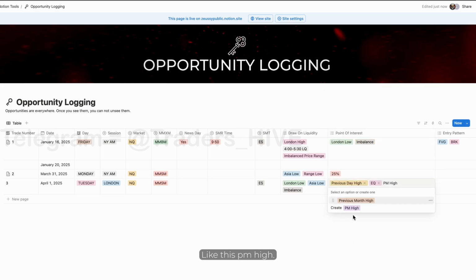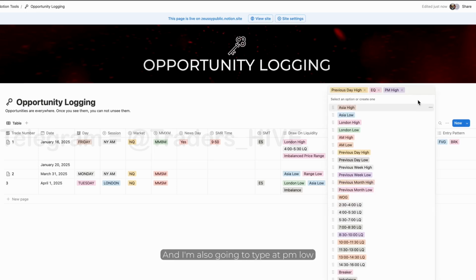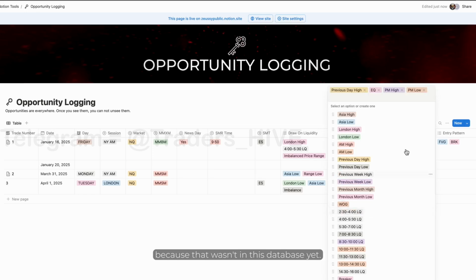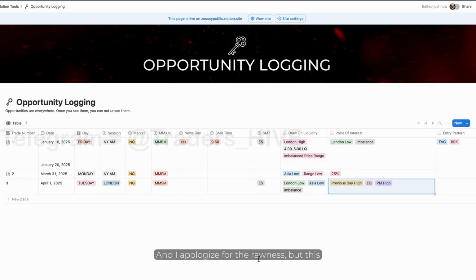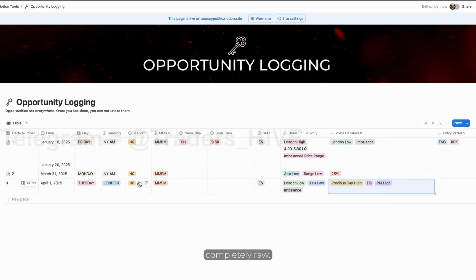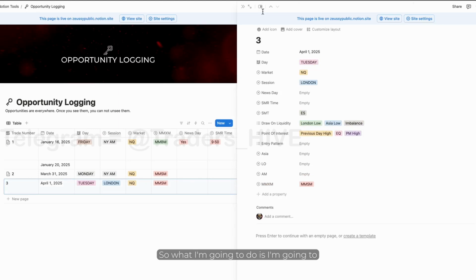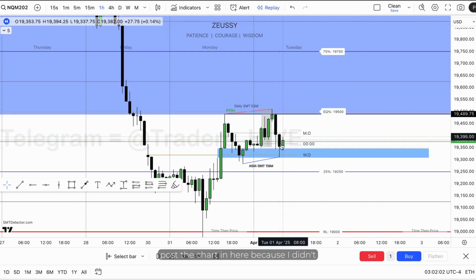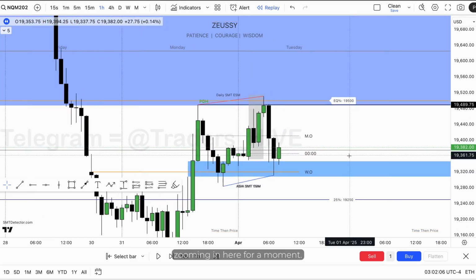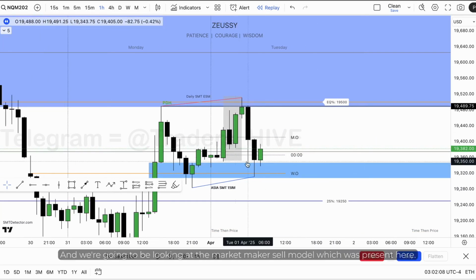Like this, PM high. And I'm also going to type out PM low, because that wasn't in this database yet, and I apologize for the rawness, but this is what it looks like when everything is completely raw. So I'm going to post the chart in here, because I didn't do that yet, and we're simply going to be zooming in here for a moment, and we're going to be looking at the market maker sell model which was present here.